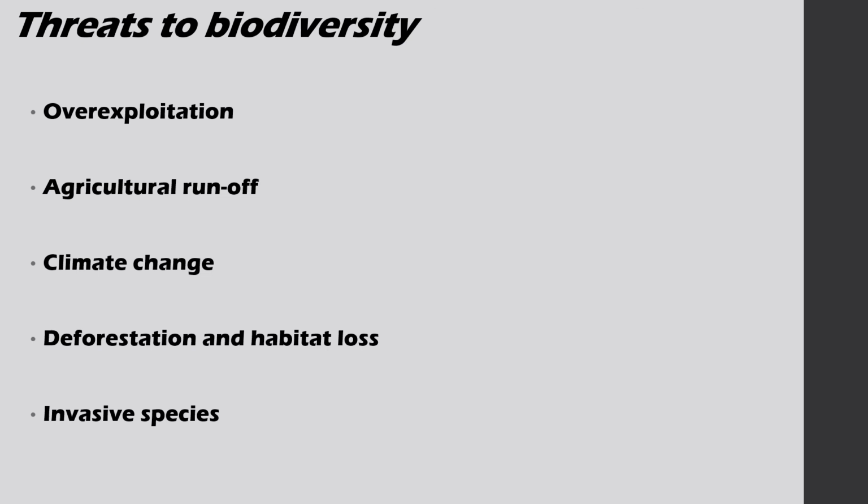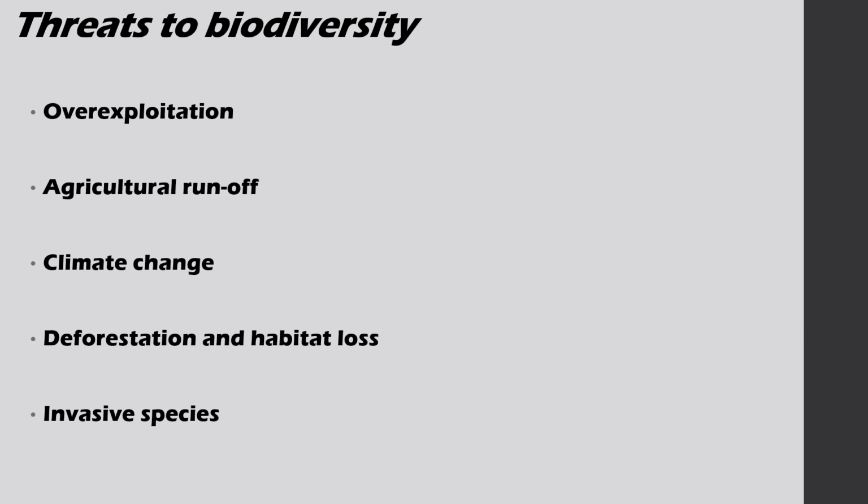So the first one I want to focus on is overexploitation, and that is the overharvesting, overcollecting, overuse of a species. And obviously we're going to focus on plant species, but this can be fishing, this can be collection of any kind. The next one is agricultural runoff from fields and other types of agriculture, and we'll get into that in quite a bit of detail.